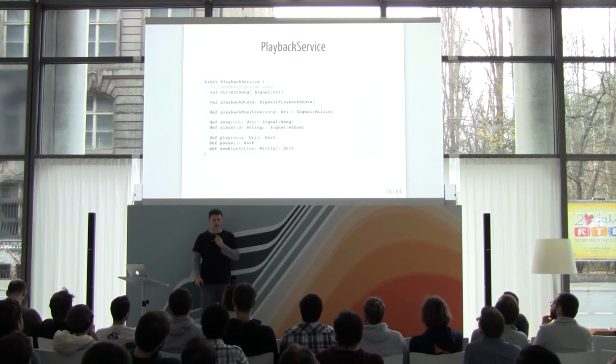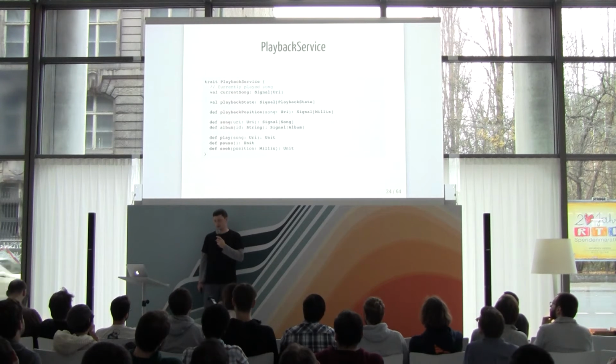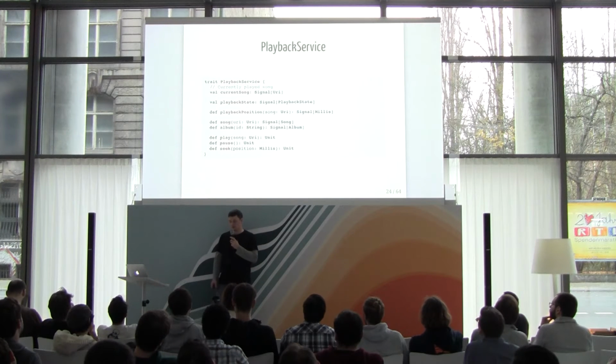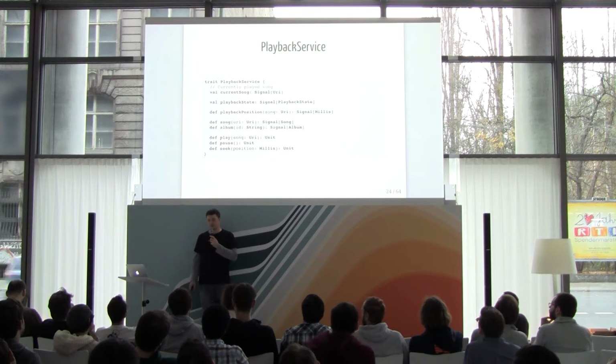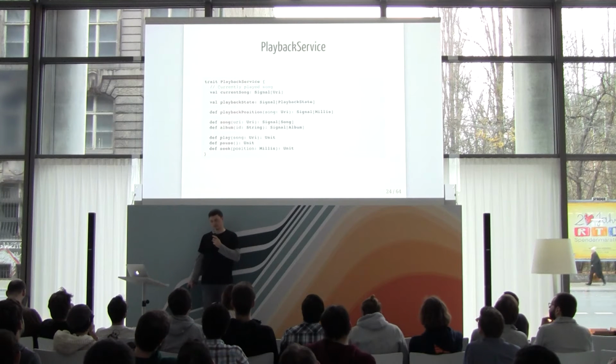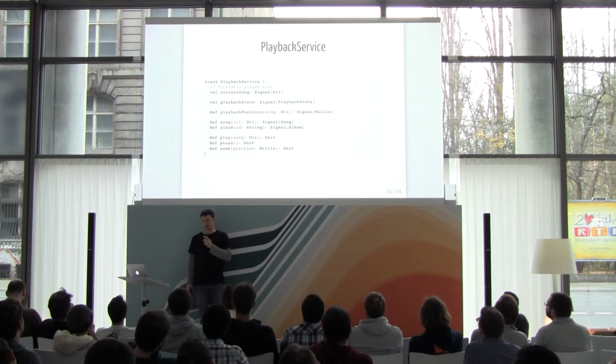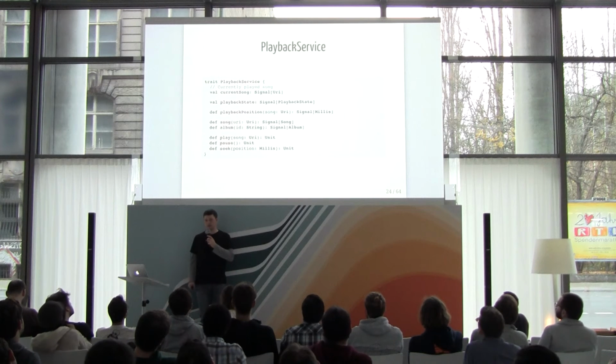Of course, to do that, we need to have some service to give us all the information and to control the playback. In our case, this will be just a simple interface which has all the information that we need. Current song is the signal with ID of currently played song, or actually currently selected song.